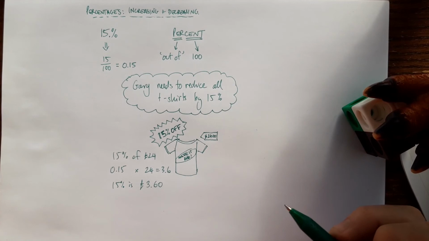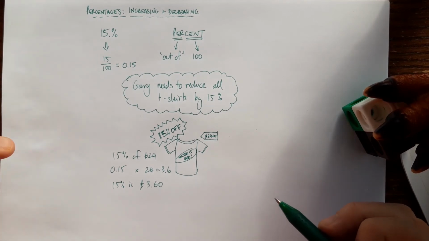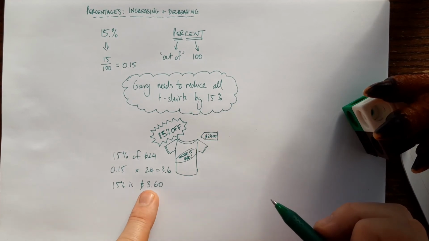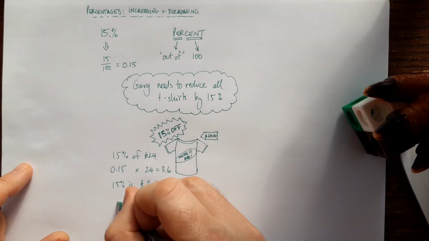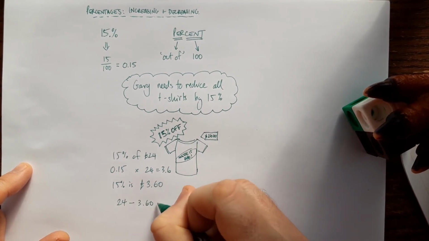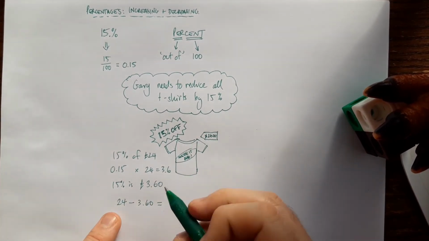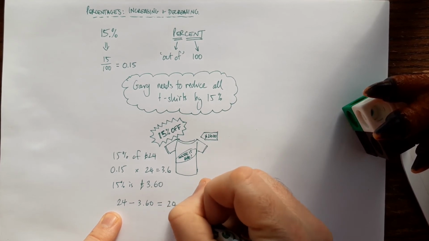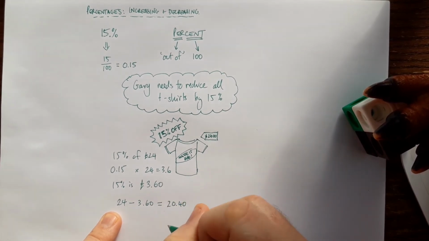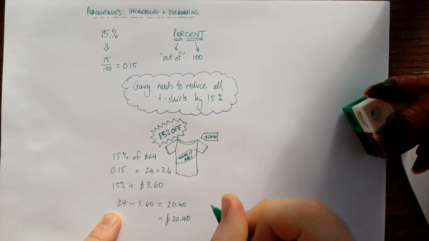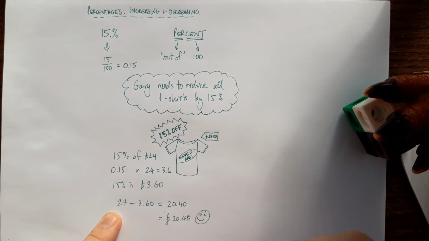And the last little bit is us going, okay, let's reduce the price, £24 by 15%. So we're going to do 24 minus £3.60 equals £20.40. Awesome. And that's just a little walkthrough.